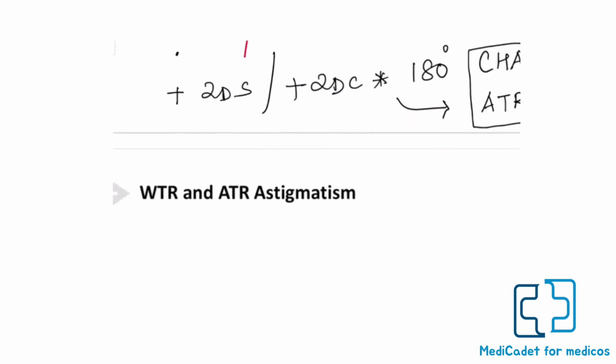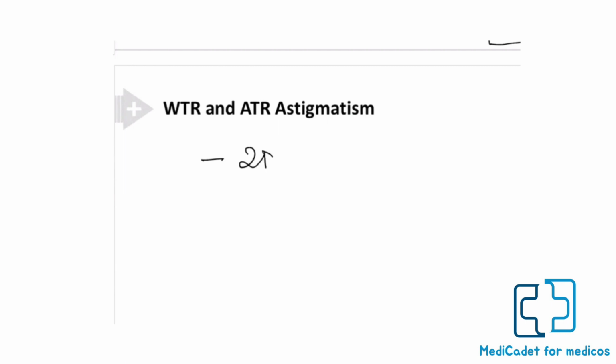Okay, now you can get it like this also. Suppose you get this minus 2 diopter cylinder cross 90. What is this? See, first part is what is the refractive error? There's only a minus cylinder, so what is it? It is SMA, simple myopic astigmatism, and minus cylinder cross 90 means against the rule.